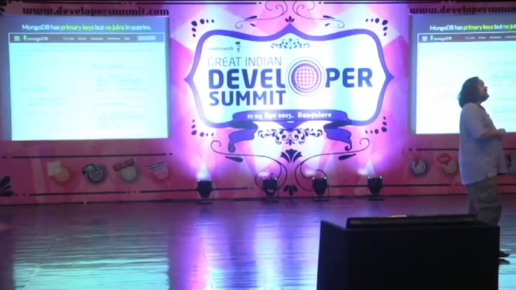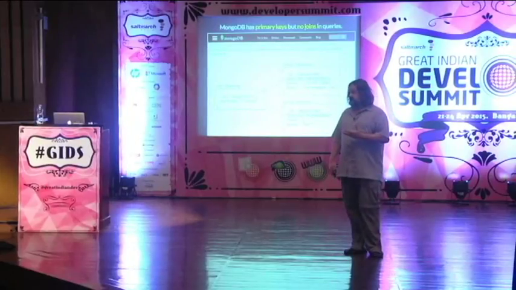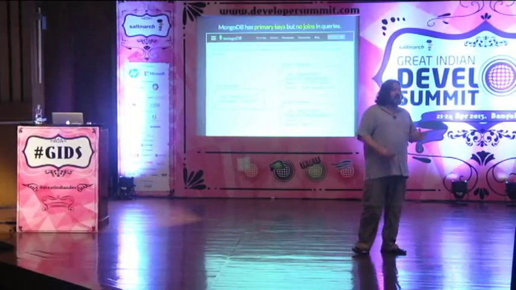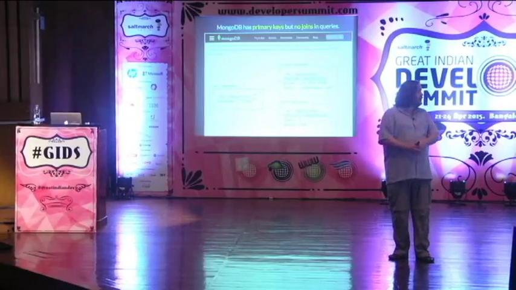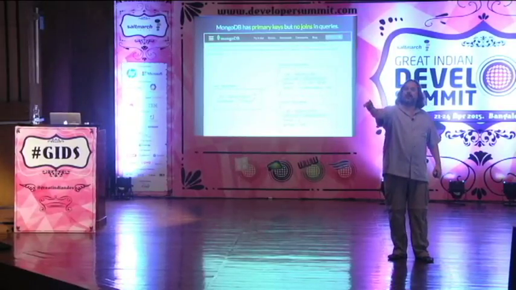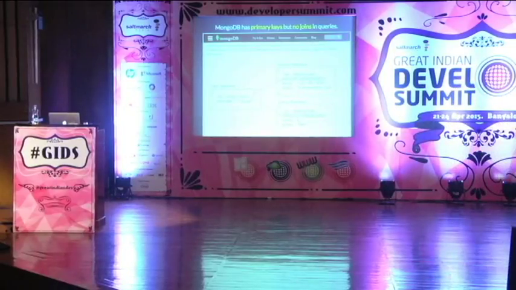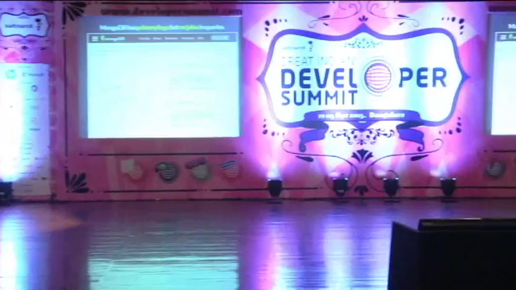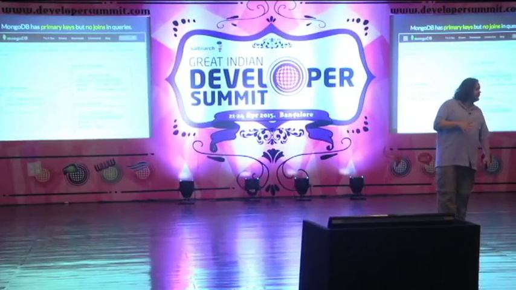MongoDB has primary keys, but it doesn't require joins. Arguably, that's the more performant solution because you have a single request, a single query to get everything back rather than having to deal with joins. Yeah? Not better, not worse, just different.